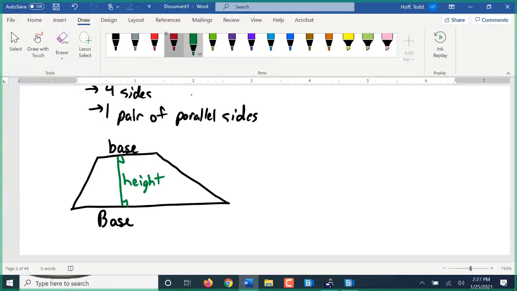Let's put some dimensions on here. Let's say that the little base here is 12 inches, the big base down here is 30 inches, and this height here is 15 inches. I want to find the area of this. Just like the triangle relates to the rectangle, we have to do the same here.